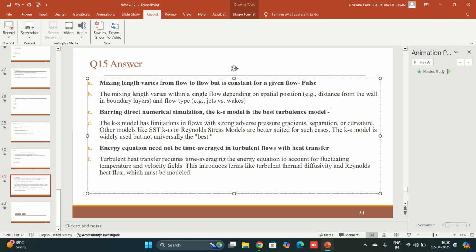And again, barring DNS, we cannot say K epsilon is the best turbulence model. We have certain limitations in K epsilon as well. And similarly, we need to time average the energy equations when we are dealing with heat transfer problems. So these are the things for today's class.